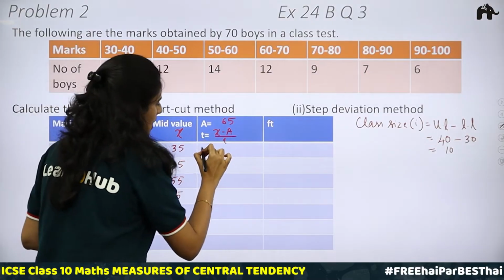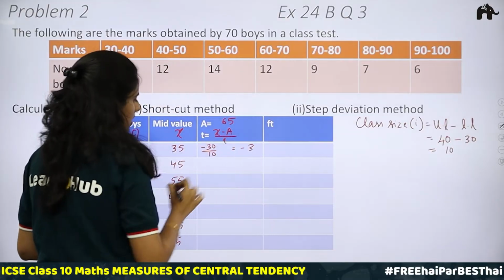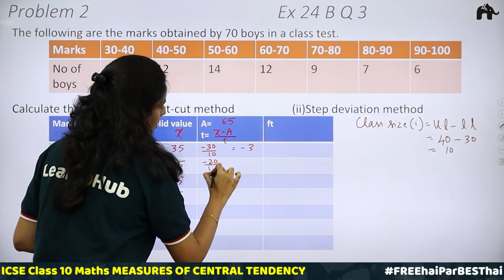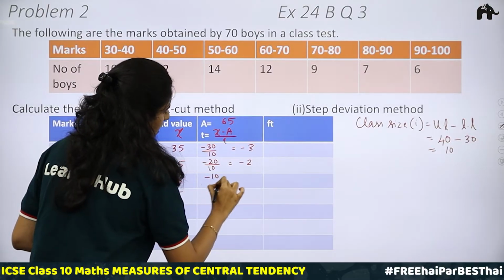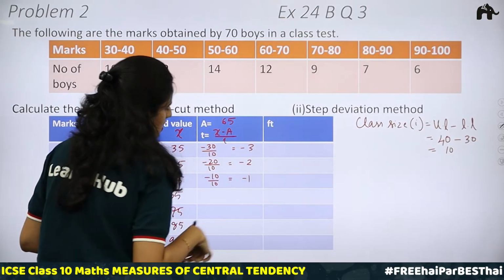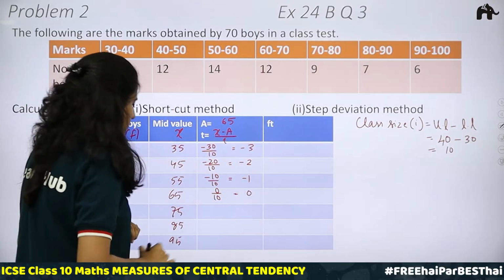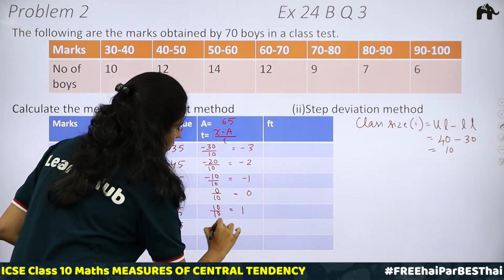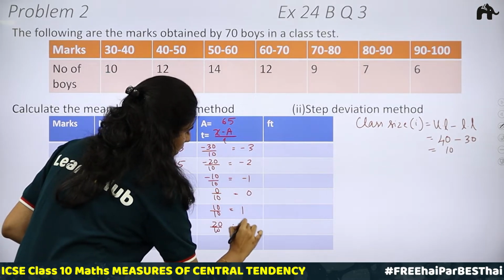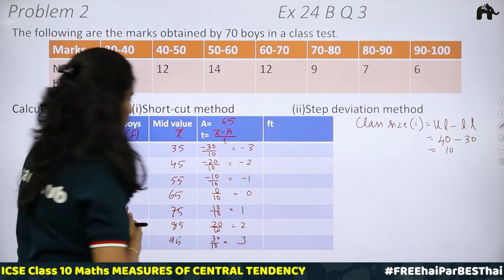Here we will be getting minus 30 divided by 10, which is minus 3. Then minus 20 divided by 10 equal to minus 2. Here minus 10 divided by 10, that is minus 1. 0 divided by 10 equal to 0. Next 10 divided by 10, 1. 20 by 10 equal to 2 and 30 by 10 equal to 3.